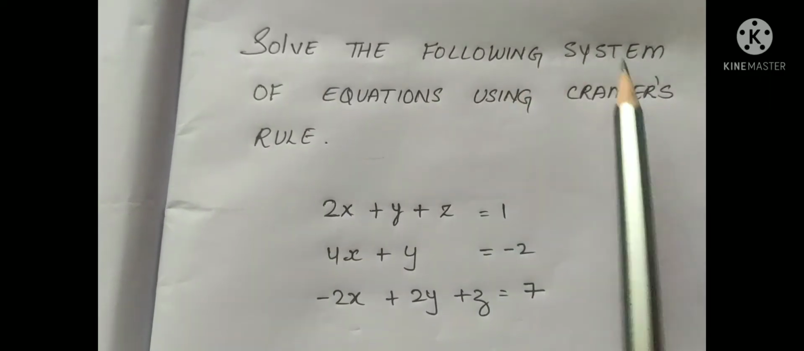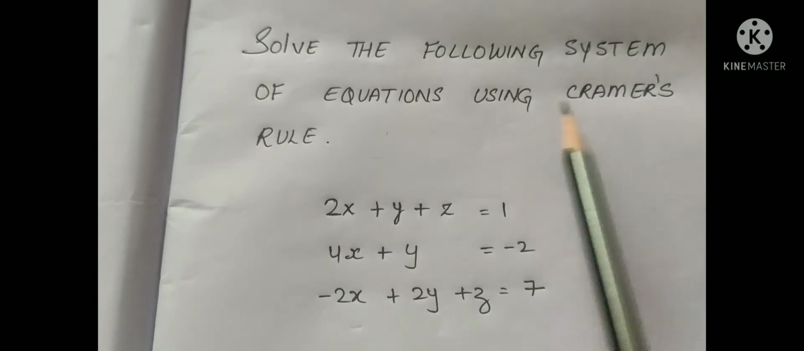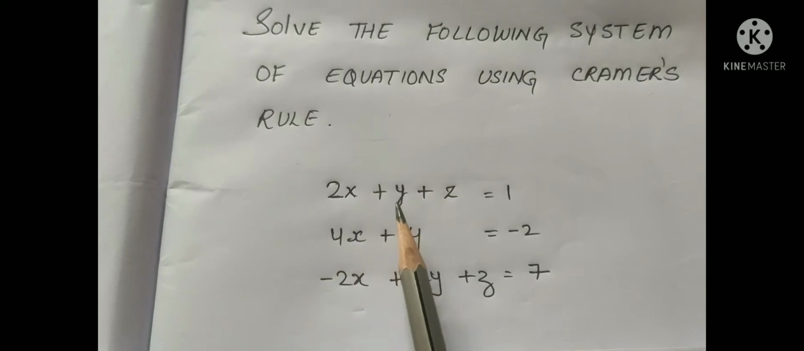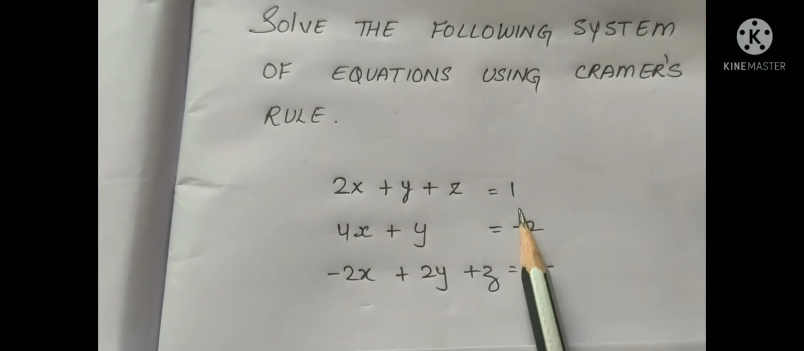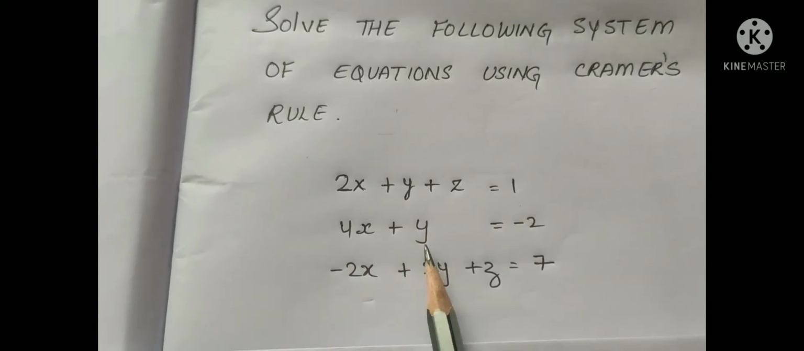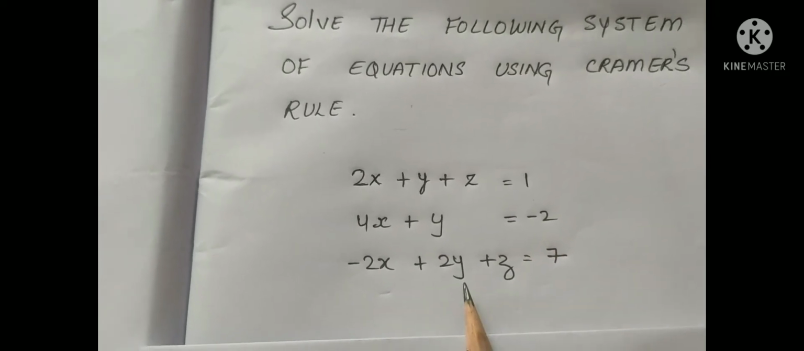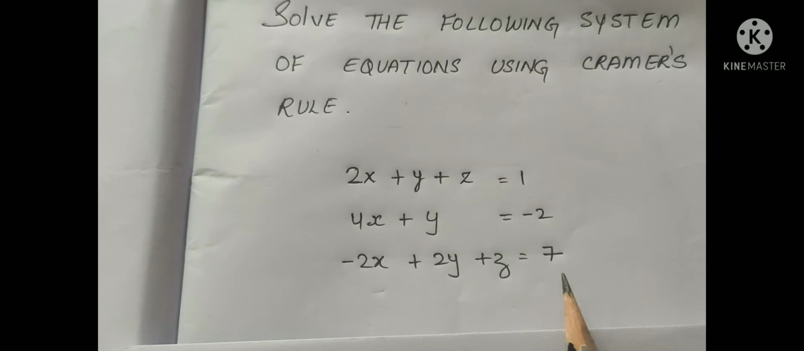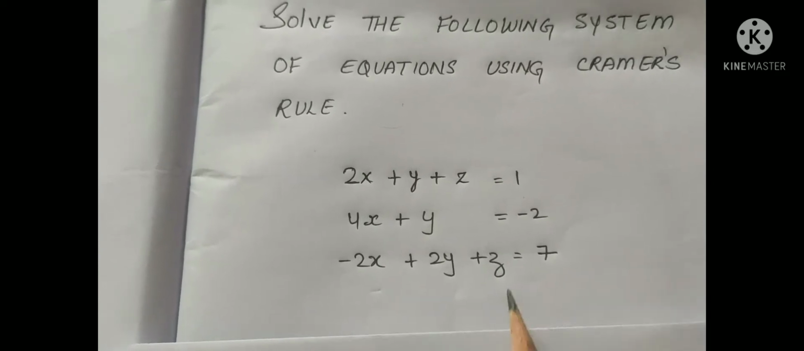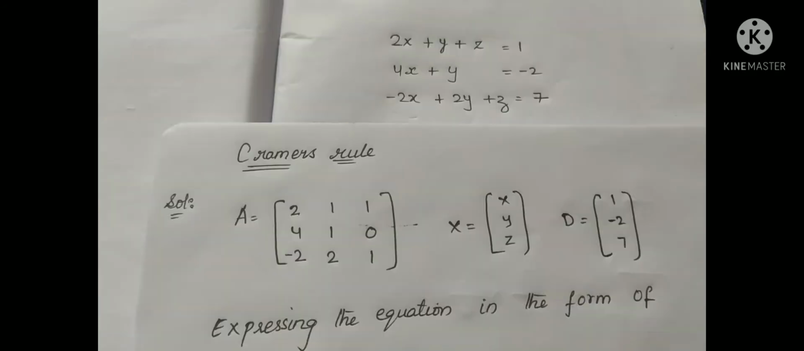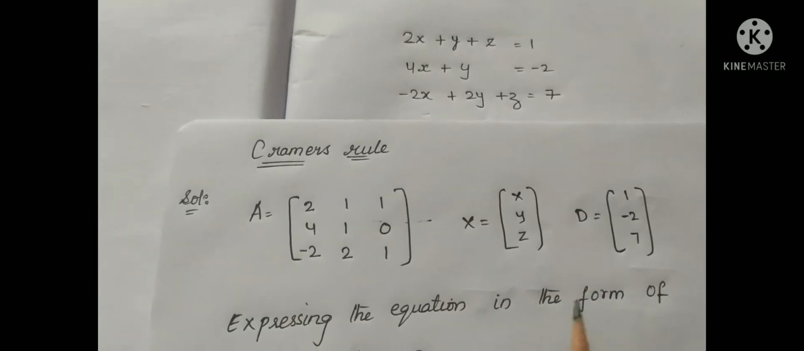Solve the following system of equations using Cramer's rule. The given equations are 2x + y + z = 1, 4x + y = -2, -2x + 2y + z = 7. These are the equations. We have to find the solution by Cramer's rule. Solution.